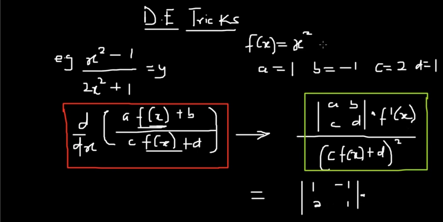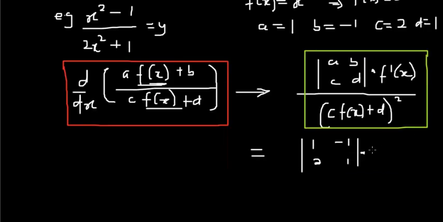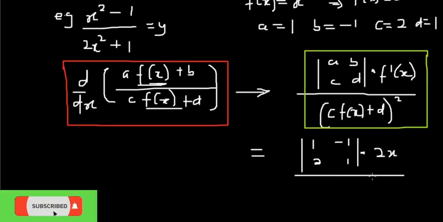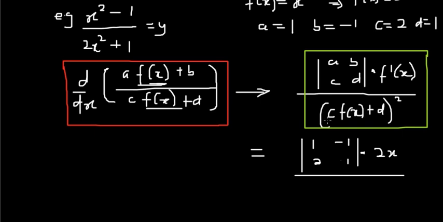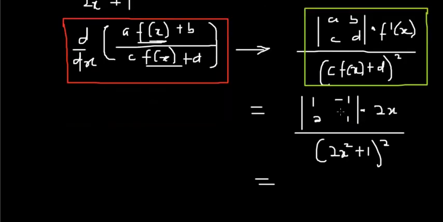So f prime of x will definitely give us 2x. I'm trying to make this as simple as possible so that in our subsequent examples I'll just go straight to the point. And then we have f of x plus d, all to the exponent 2. When you solve this determinant, 1 times 1 gives you 1, and then minus 1 times 2 gives you minus 2.